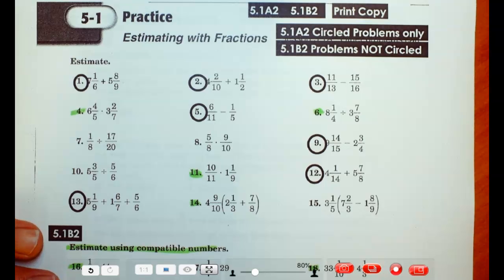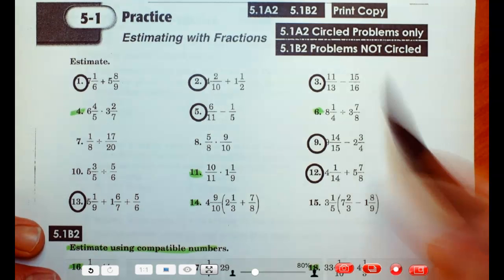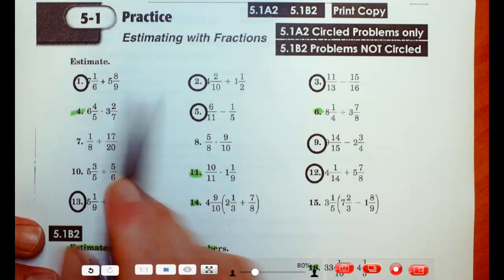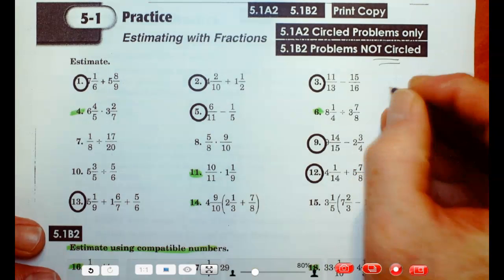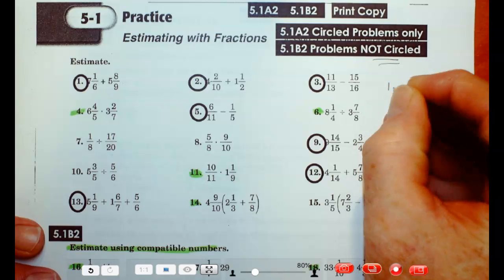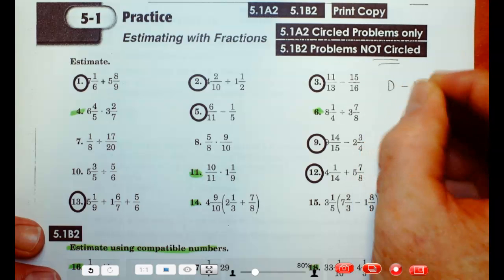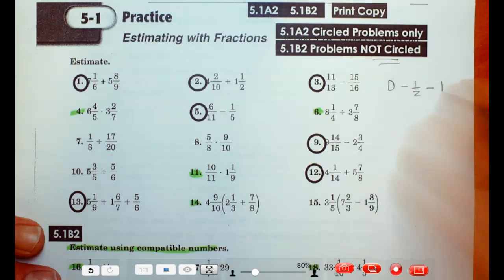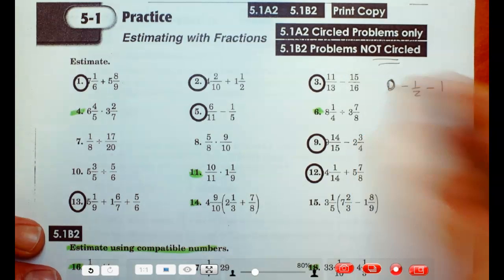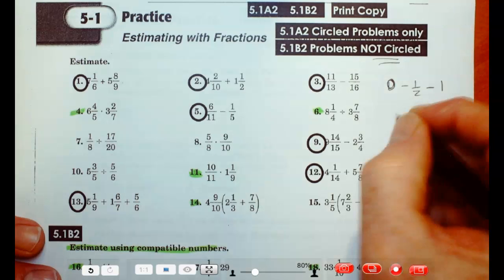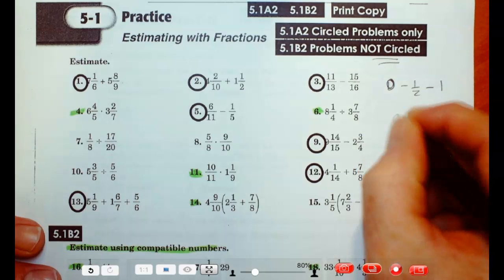Hi, this is a quick tutorial on 5.1b2. We'll be doing the problems that are not circled. Remember, when we're estimating with fractions, we're looking at the closest zero, closest half, or the closest whole, and when we're estimating mixed numbers, we're looking at the closest whole number.